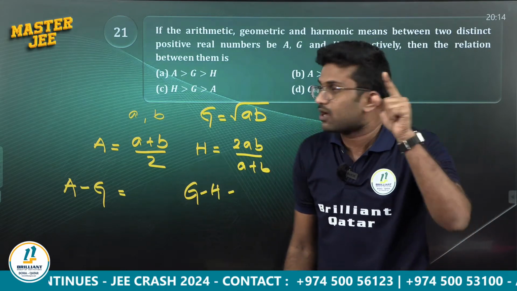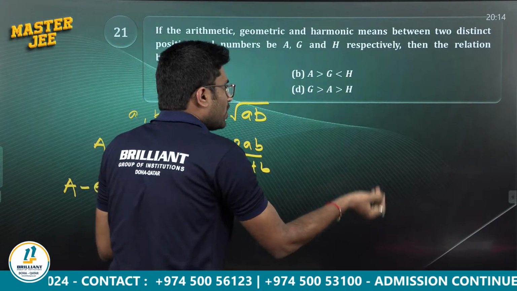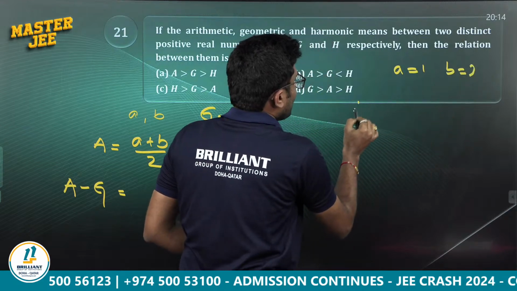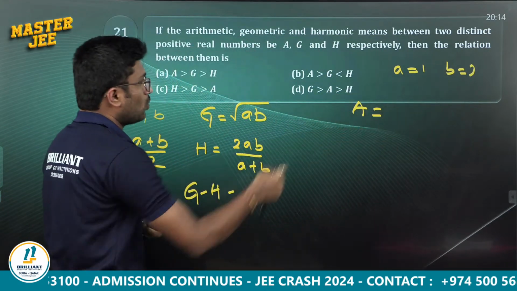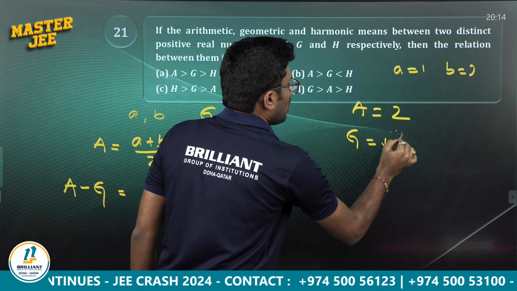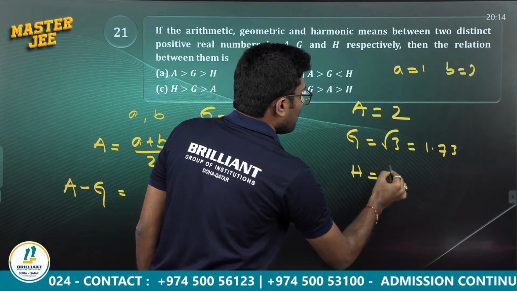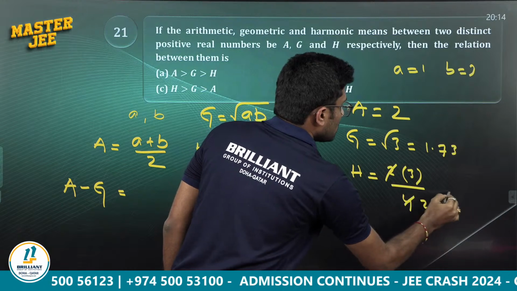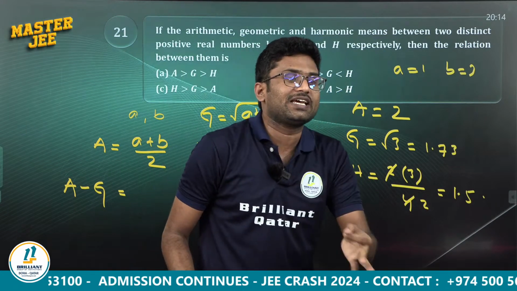Instead of that, as they have said clearly that a, b are two positive real numbers, you can go with examples too. Suppose you take a equals 1 and b equals 3. Capital A is (a plus b) by 2, so (1 plus 3) divided by 2, you get 2. And G will be the square root of 3, nothing but 1.732. And H will be 2 into 3 divided by 1 plus 3, which is 1.5. So from this also you can say A greater than G greater than H.